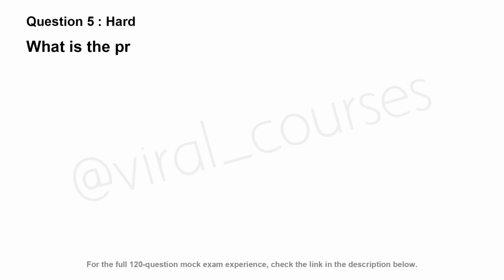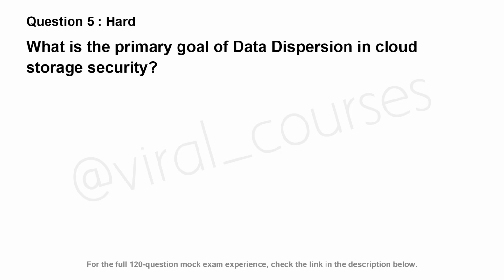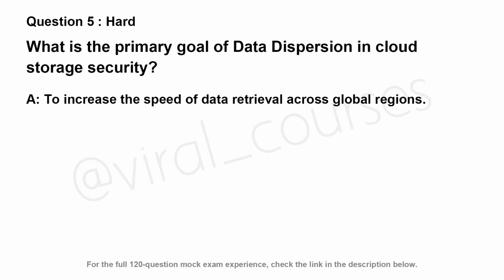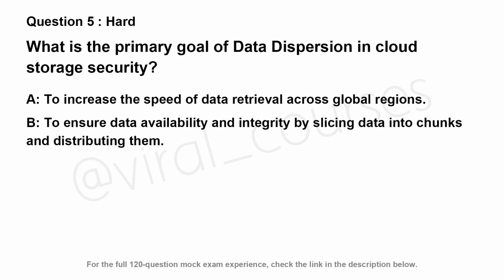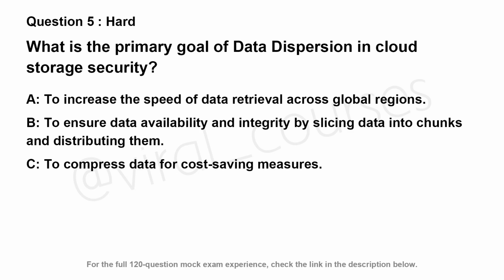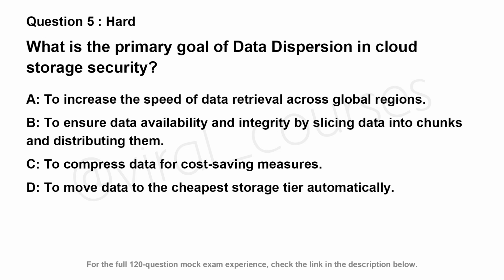What is the primary goal of data dispersion in cloud storage security? Option A. To increase the speed of data retrieval across global regions. Option B. To ensure data availability and integrity by slicing data into chunks and distributing them. Option C. To compress data for cost-saving measures. Option D. To move data to the cheapest storage tier automatically.